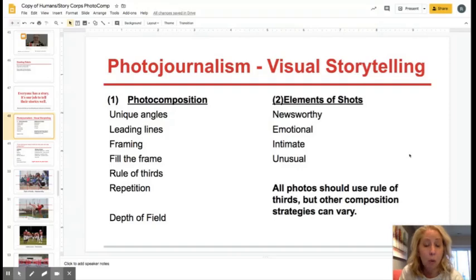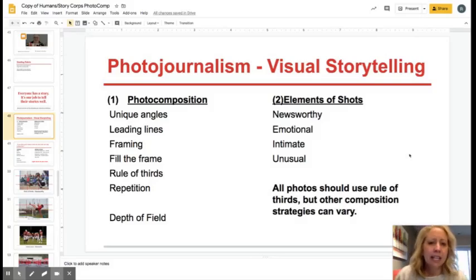You can have more than one of them at play in a photo at a time. That's probably a key to jot down, that you can have more than one. You can have repetition and rule of thirds and fill the frame and a unique angle all in one photo.